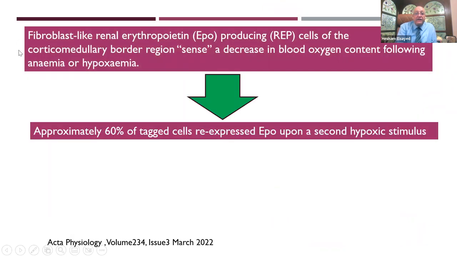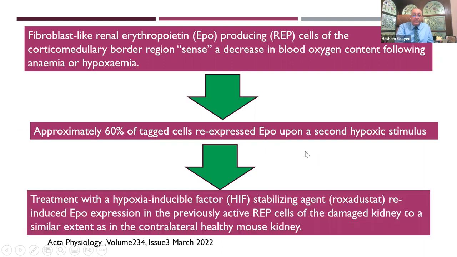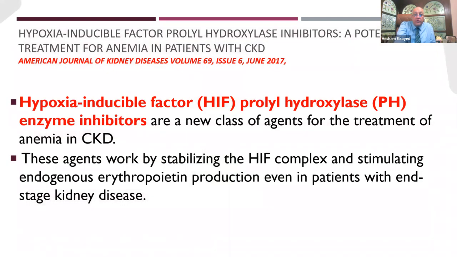The kidney has fibroblast-like renal erythropoietin-producing cells, which, in supraphysiological doses, produce EPO upon a second hypoxic stimulus. So the main function of HIF tablets taken orally is increasing erythropoietin production from the sleeping cells in the renal tubular and peritubular cells. Treatment with a HIF stabilizing agent like roxadustat reinduces EPO expression in previously active REP cells of the damaged kidney in CKD. It is also released from the liver.